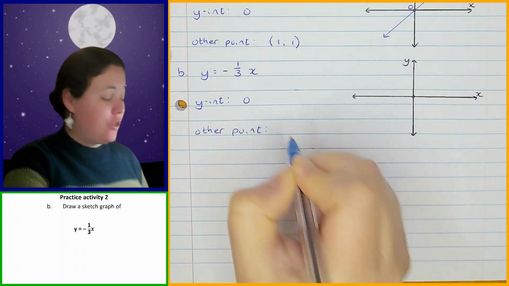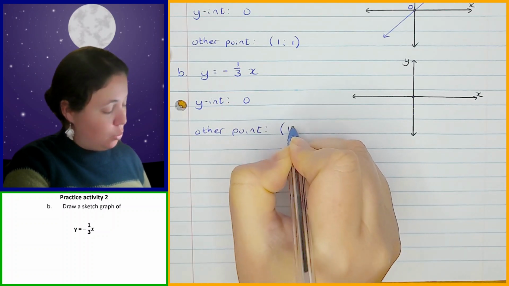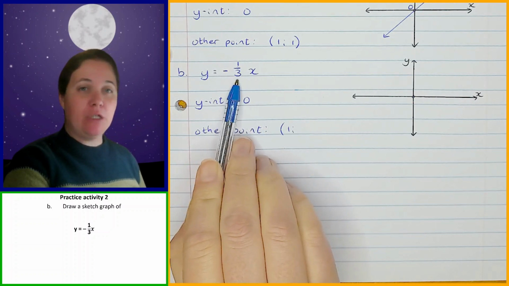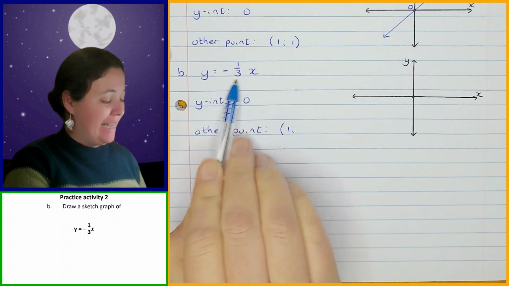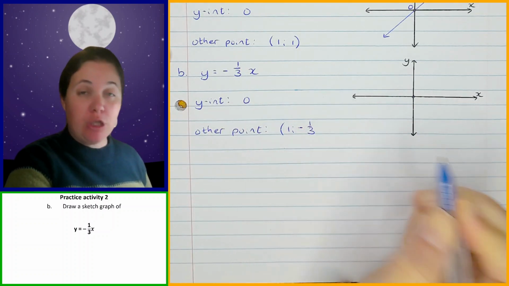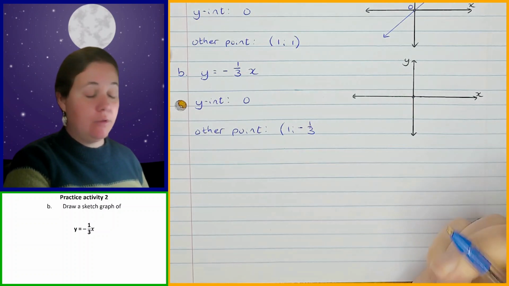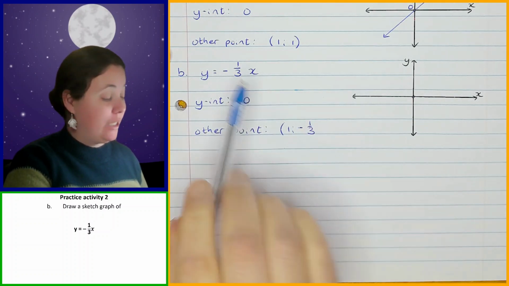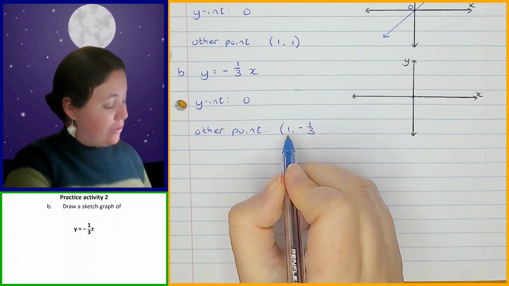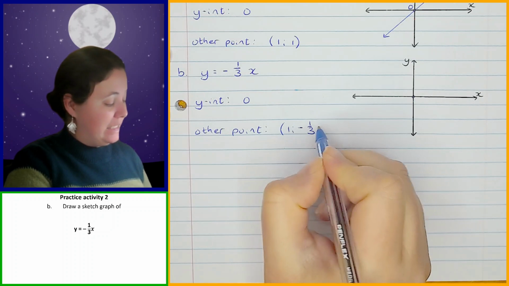Okay, so for my other point, I'm going to make x 1. Now, if x is 1, then this negative a third isn't going to change. So y is going to be negative a third. Because when I multiply by 1, the number that I'm multiplying by 1 doesn't change. So I've got negative a third times 1 stays negative a third. Okay, so I've got the point 1 and negative a third.